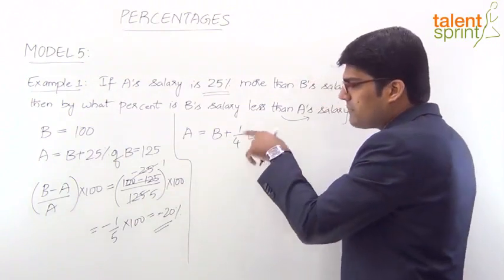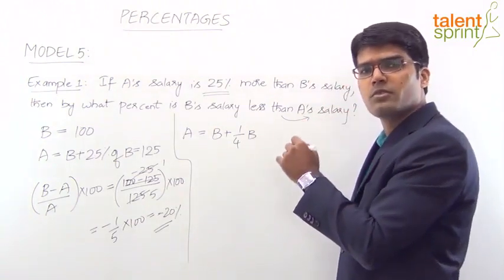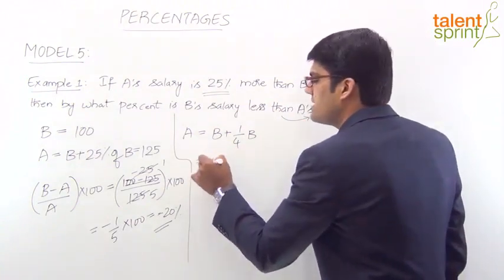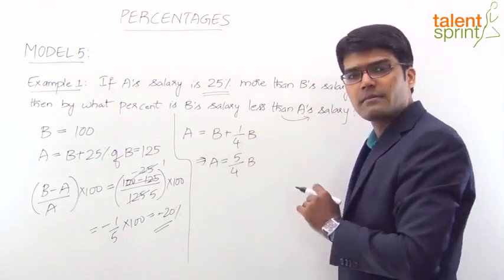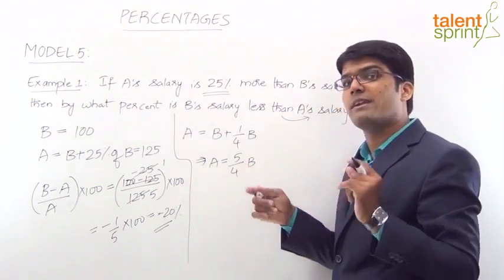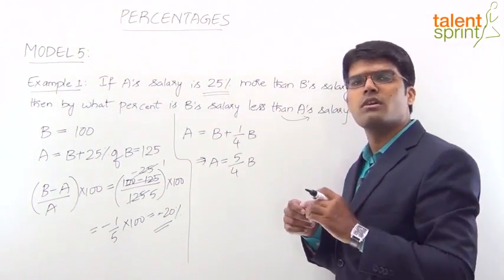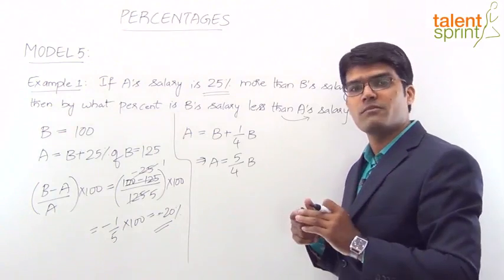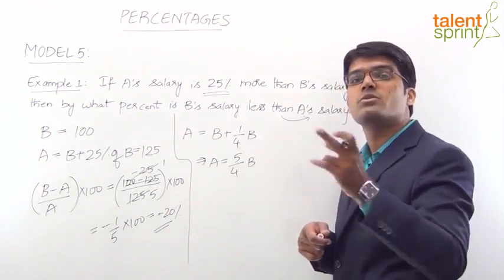Now what is B plus 1/4 of B? 5B by 4, or 5 by 4 B. So which means A is equal to 5 by 4 B. 1 plus 1 by 4 gives you 5 by 4. So A is 5 by 4 B. 5 by 4, if you convert to percentages, you will get 125%, which is what is given in the question. A is 25% more. So obviously A will be 125% of B. Yes or no? A is 25% more than B does not mean that A is equal to 25% of B.